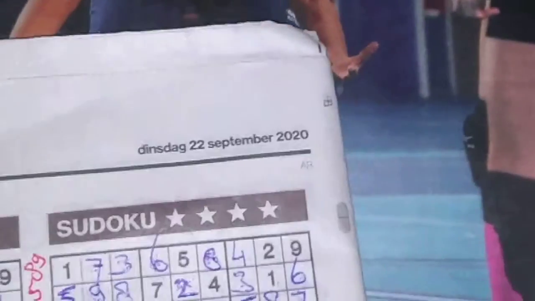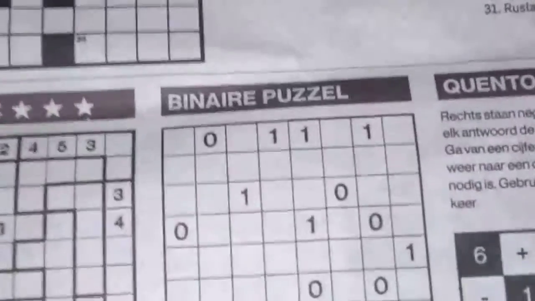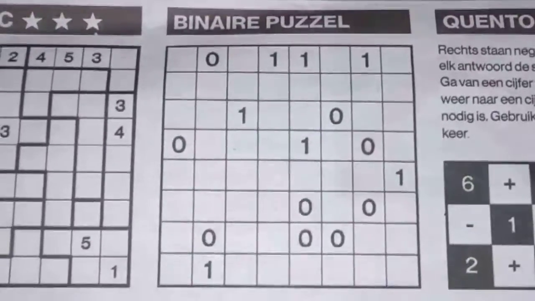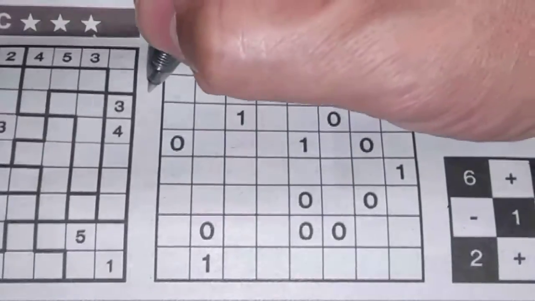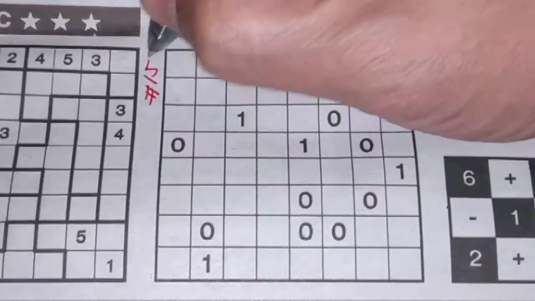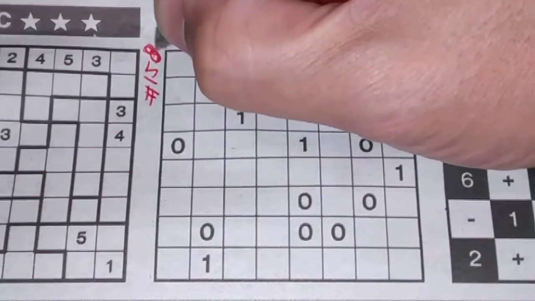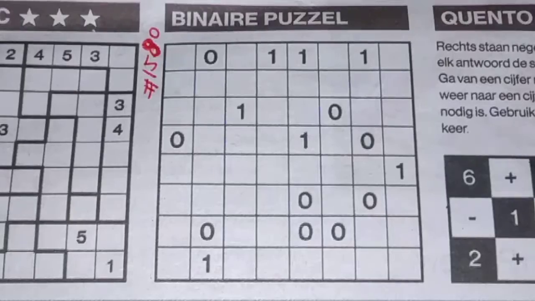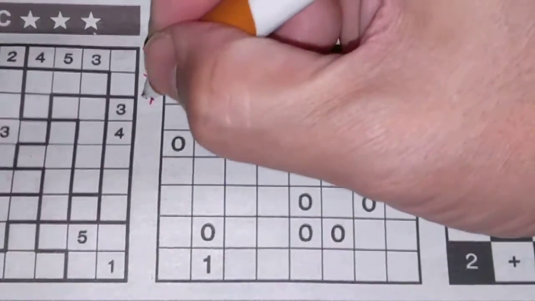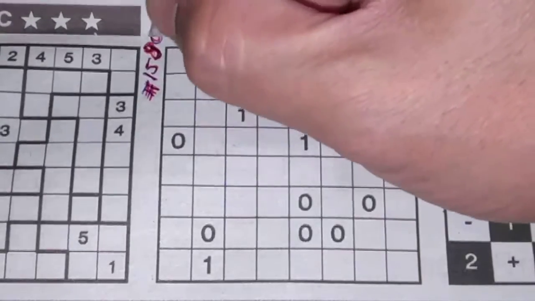This is the fifth puzzle in this additional section of today's newspaper on Tuesday, September the 22nd, 2020. This one is a binary puzzle. This will be number 159. Oh no, it's not an 8, it's a 9. Let me write it again.